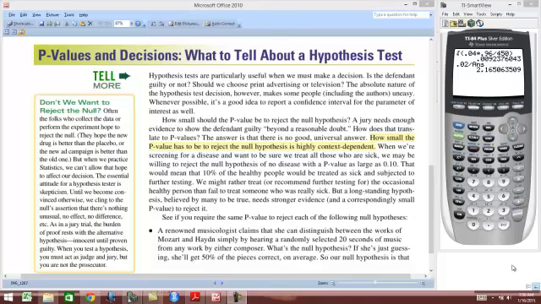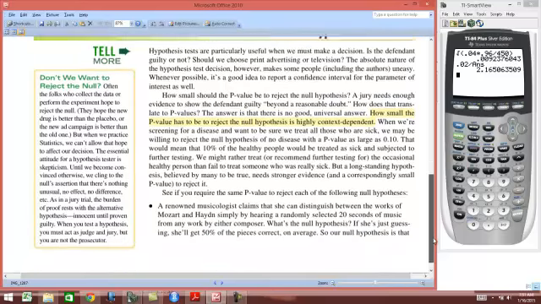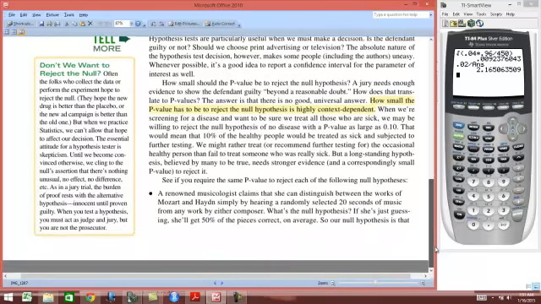Chapter 19, Lecture 2. Next section we're going to talk about is p-values and decisions, what to tell about a hypothesis test. This highlighted sentence is extremely important. How small the p-value has to be to reject the null hypothesis is completely dependent on your context. So p-values could be high or low depending on what it is you're working on.